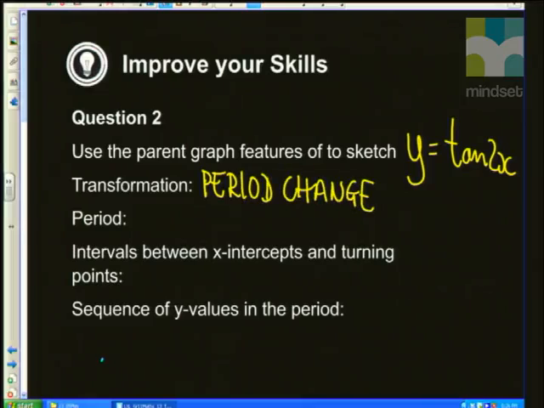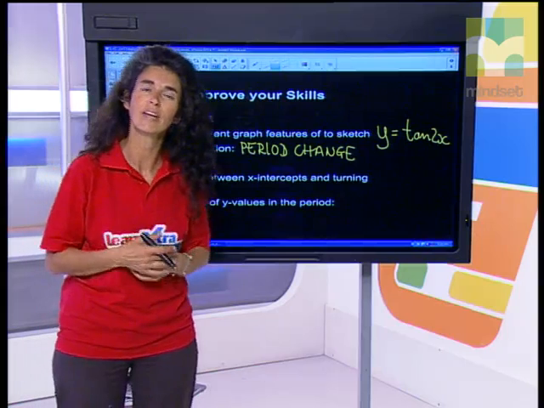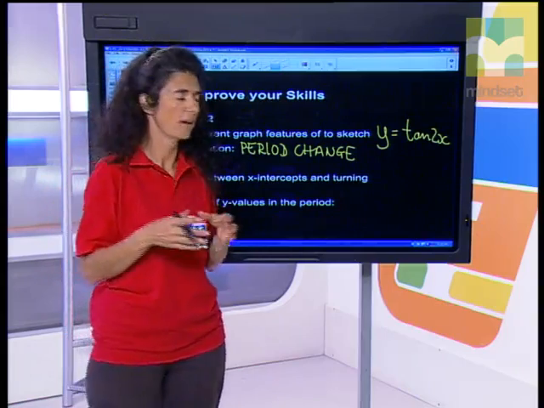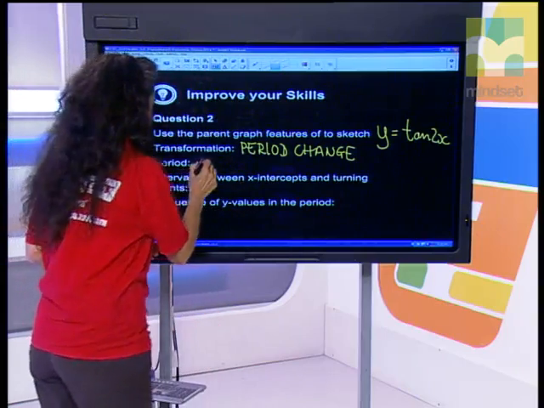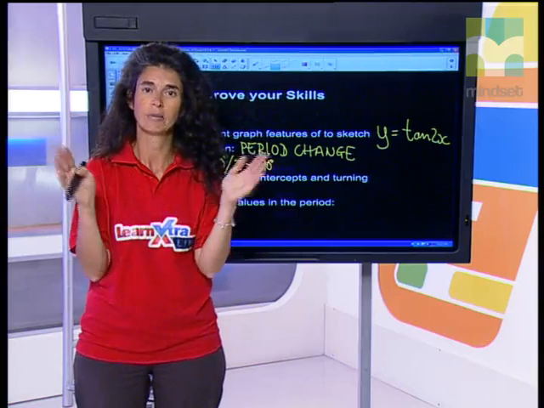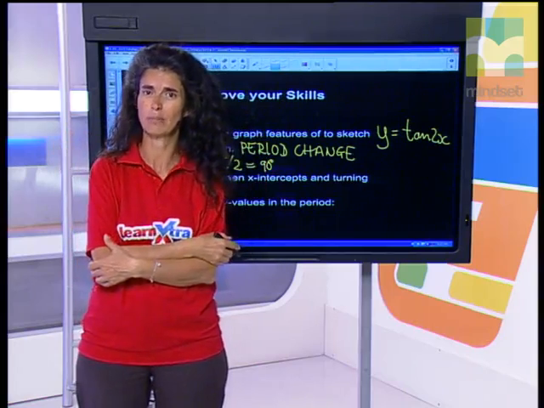And what is the period going to be? Well, the first thing to ask ourselves is, what is the period of the parent graph? So y equals tan x. What is its period? Its period is 180 degrees. So I take 180 degrees and I divide that by 2 because the coefficient is 2. So what I'm saying now is that that tan function will take 90 degrees for it to repeat itself.